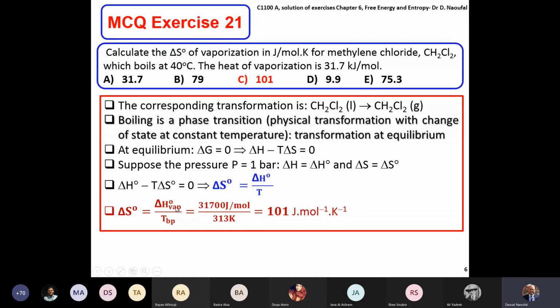So delta H0 in kilojoule gives delta S0 in kilojoule per Kelvin. Delta H0 in joule gives delta S0 in joule per Kelvin. We have to divide by the temperature. So it's preferred to transform delta H0 to joule and divide by the temperature, 40 plus 273, so 313 Kelvin, and we obtain delta S0 equal to 101 joule mole minus 1 Kelvin minus 1. So the correct answer is C.